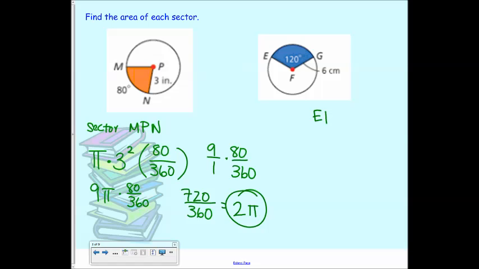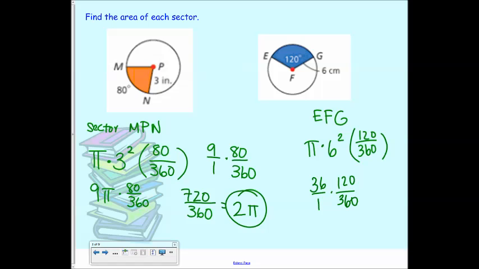EFG. All right, and what would be the formula there? Pi r squared, 6 squared. And then what's my fraction? 120 over 360. All right, what's 6 squared? 36. So I'm going to end up doing 36 over 1 times 120 over 360.